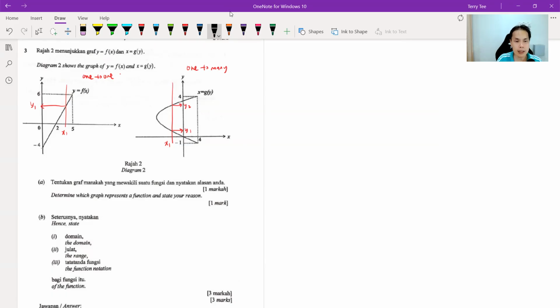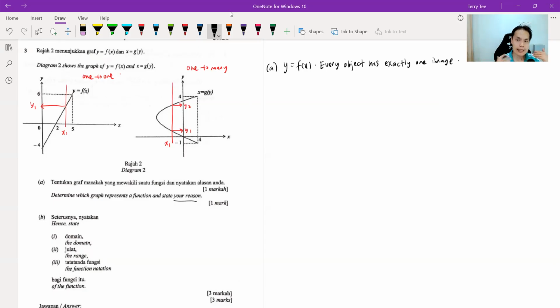So in this case, to answer part A, as this is only 1 mark, we say the answer is, okay, which function? Answer is f(x). Which graph represents? When they say graph, you better write y equals f(x). So this is the answer. And state your reason. Why? We say every object has exactly one image. Now you can even say every x value has exactly one y value. Also can. Okay. So that's it, 1 mark.